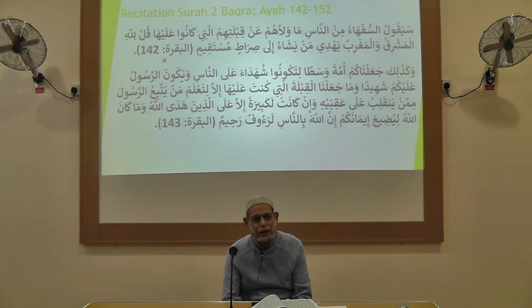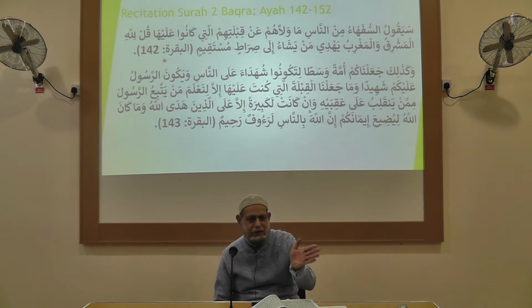So he used to pray like that when he was in Mecca. But when he migrated to Medina, then Mecca was behind, on the south, and Baitul Maqdis was on the north side.